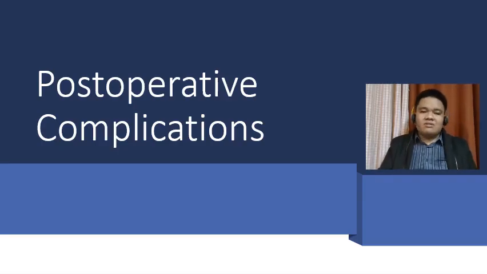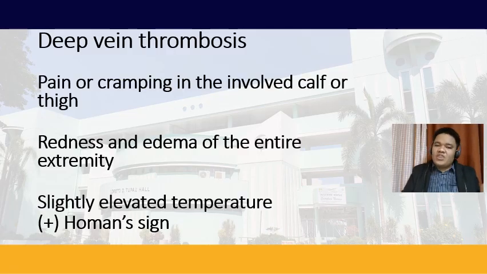Post-operative complications that you need to watch out for. Deep vein thrombosis. So your deep vein thrombosis is characterized by pain or cramping in the involved calf or thigh, redness and edema of the entire extremity, slightly elevated temperature of the skin that might be seen as warmth, and then you will have your positive Hohmann's sign. Okay, when I say positive Hohmann's sign, that is pain on the lower calf experienced when there is dorsiflexion of the foot. So again, Hohmann's sign is triggered by the dorsiflexion of the foot.